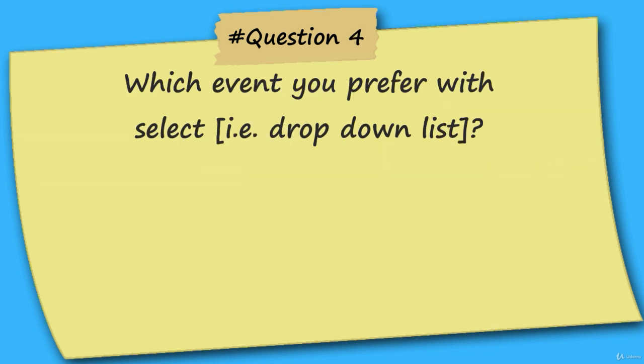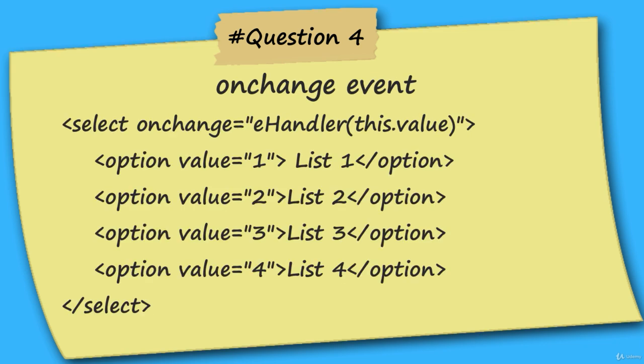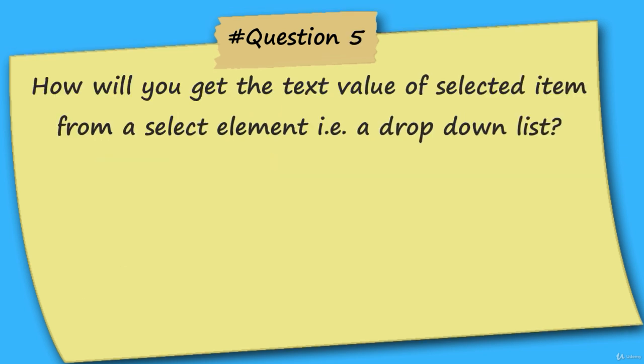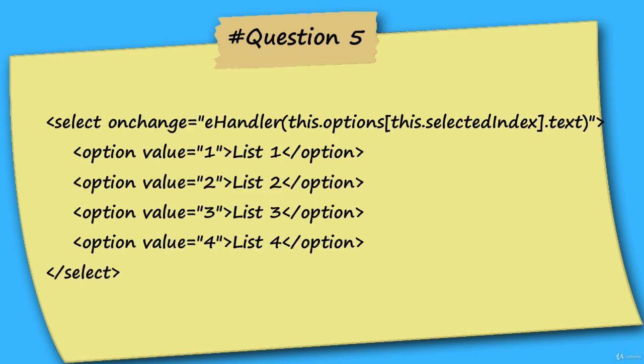The fourth question is, which event do you prefer with the select, that is the drop down list? So onChange is one of the events which you can use often with the select, that is the drop down list. The fifth question is, how will you get the text value of the selected item from a select element, that is a drop down list? So this was the code we tried, that is we use the options array and we use the selected index to get the current value of the drop down list.